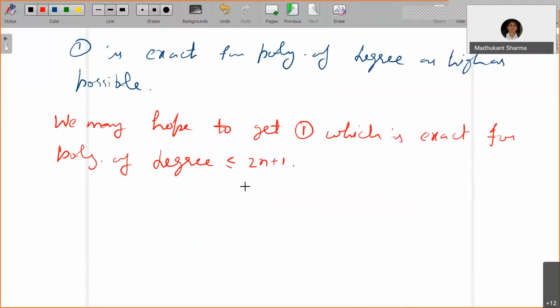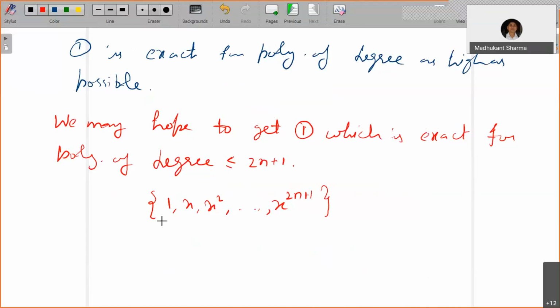Now, if you look at the basis for the set of polynomials of degree less than or equal to 2n plus 1, if you recall, the basis is 1, x, x square, up to x to the power 2n plus 1. Now, if formula 1 is exact for these polynomials 1, x, x square, and so on up to x to the power 2n plus 1, the span of this will lead you to any polynomial of degree less than or equal to 2n plus 1.